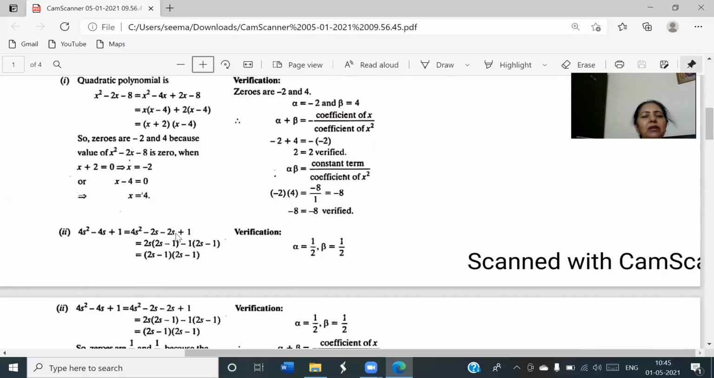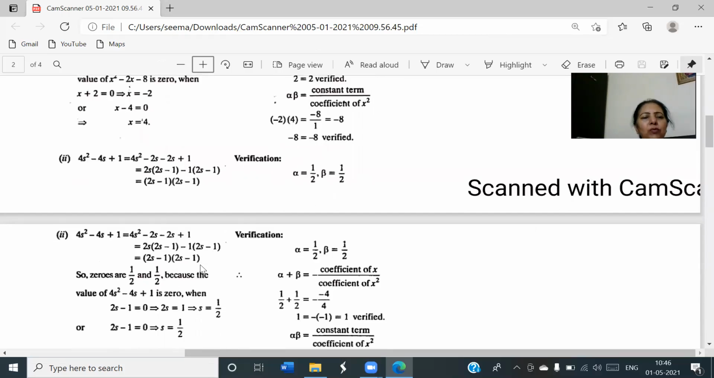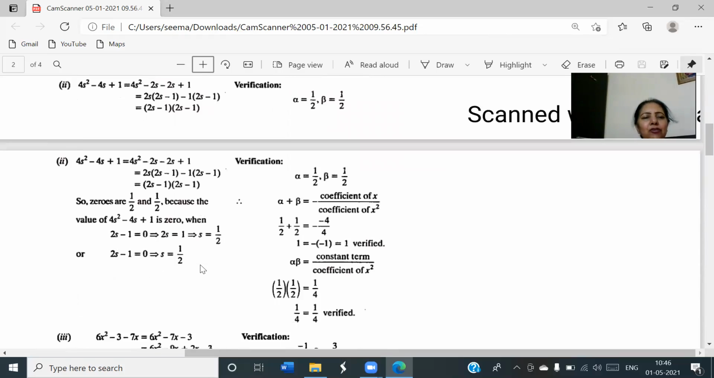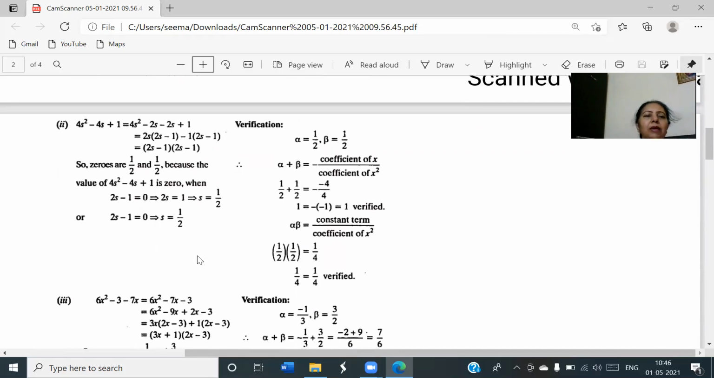And minus 1 is common. After taking it, we are getting 2s minus 1. As 2s minus 1 is common in between these two, let us take 2s minus 1. And this 2s minus 1 is left, means we are getting again two factors. If first factor equal to 0, then we will get s is equal to 1 by 2, and second factor equal to 0, we are again getting s is 1 by 2. Means we are getting two same zeros, that is 1 by 2, 1 by 2.